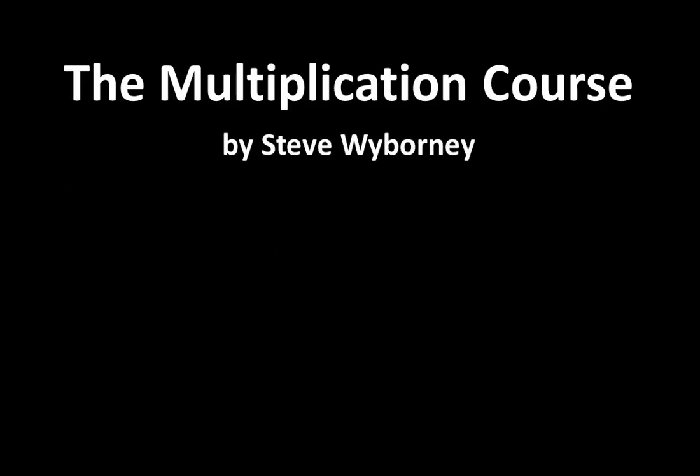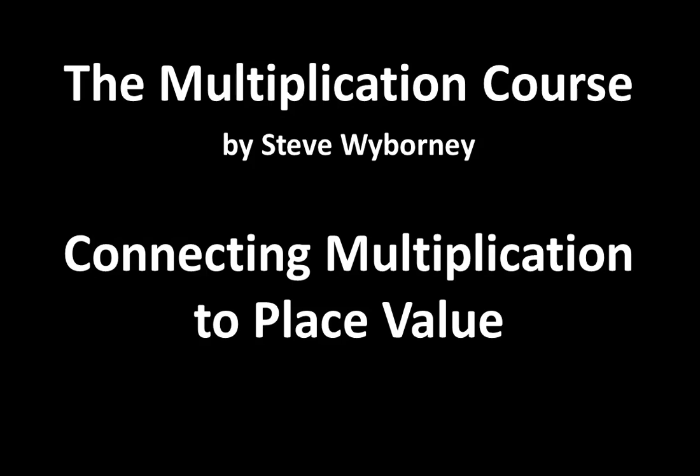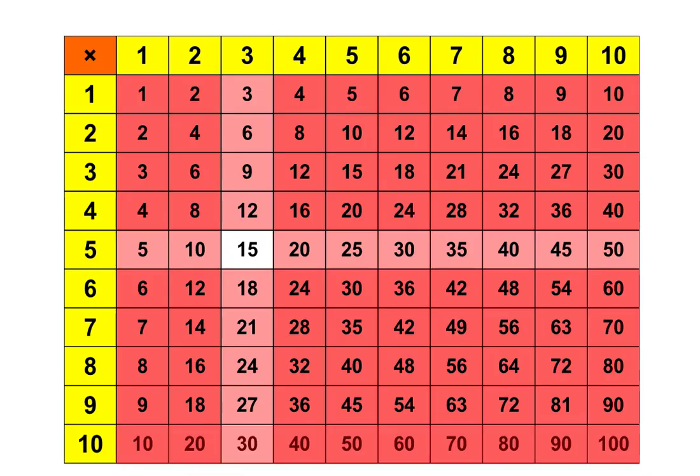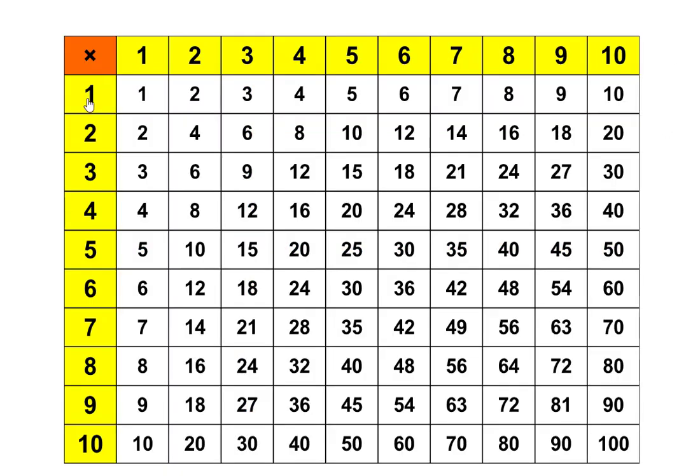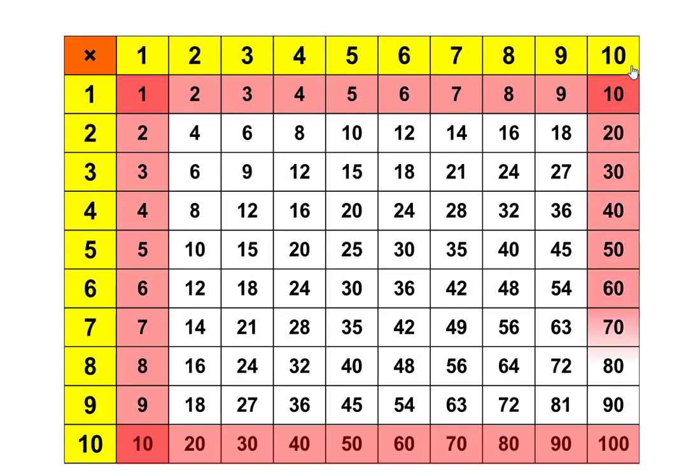My name is Steve Wyborny, and this is Connecting Multiplication to Place Value. In the last video, we looked at the identity property of multiplication, multiplying by 1. In this video, we're going to look at the multiples of 10. To do this, I'm simply going to show you 6 examples.